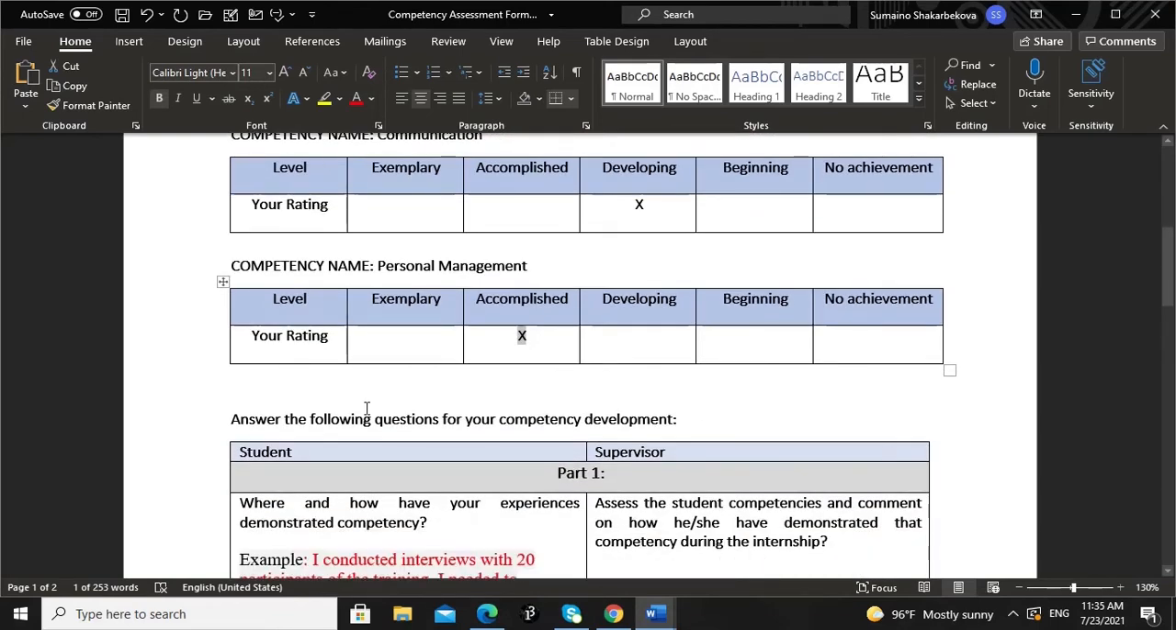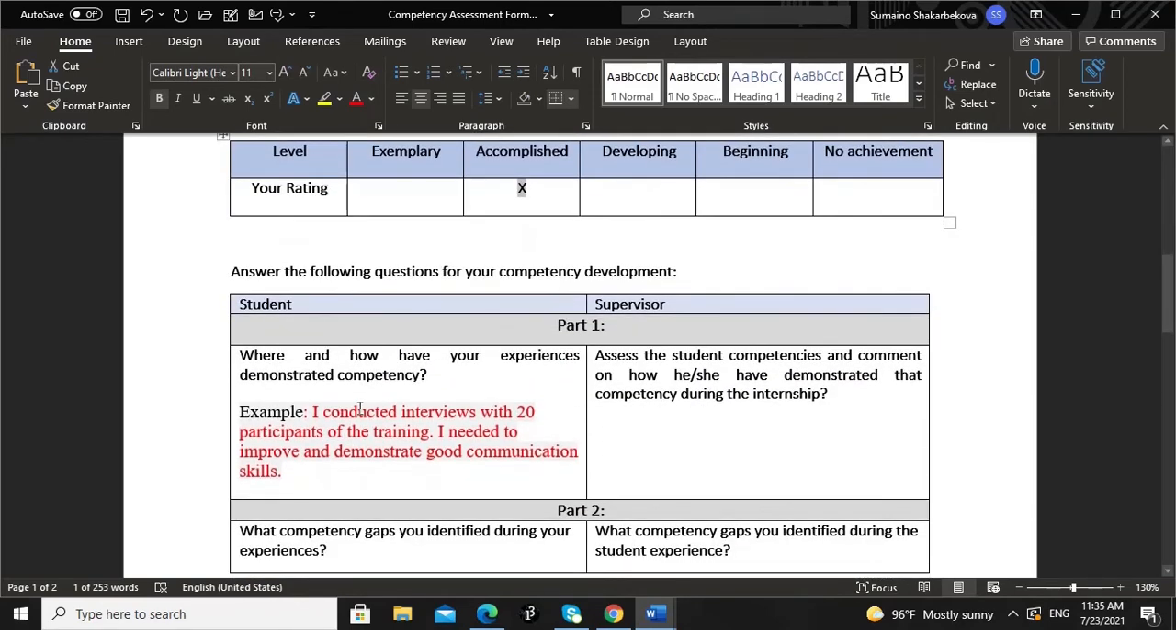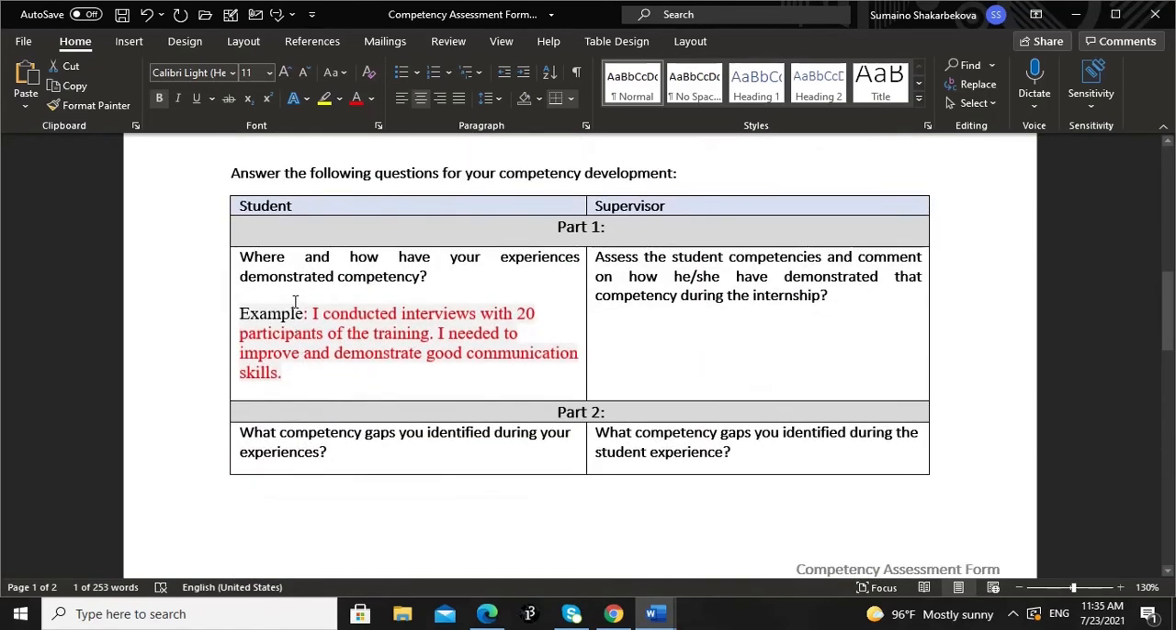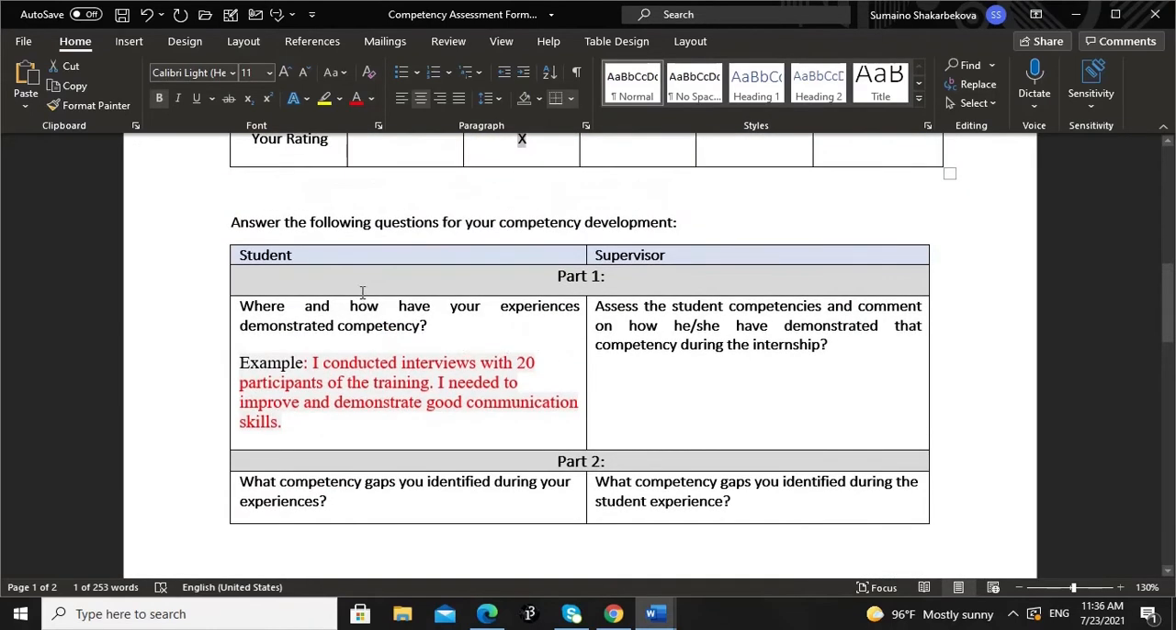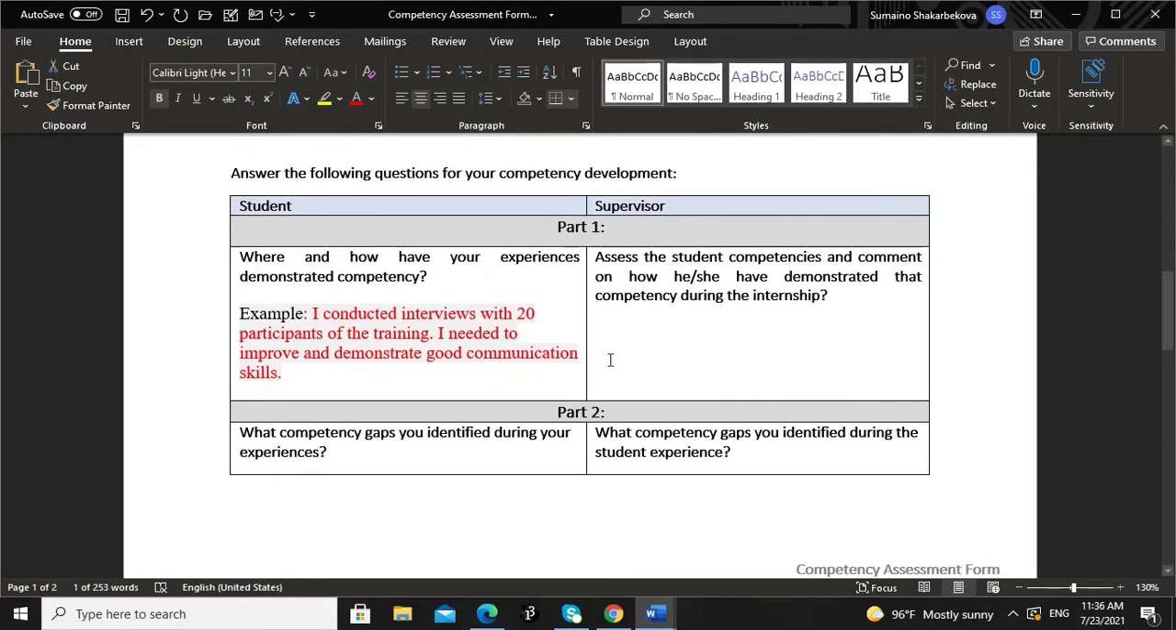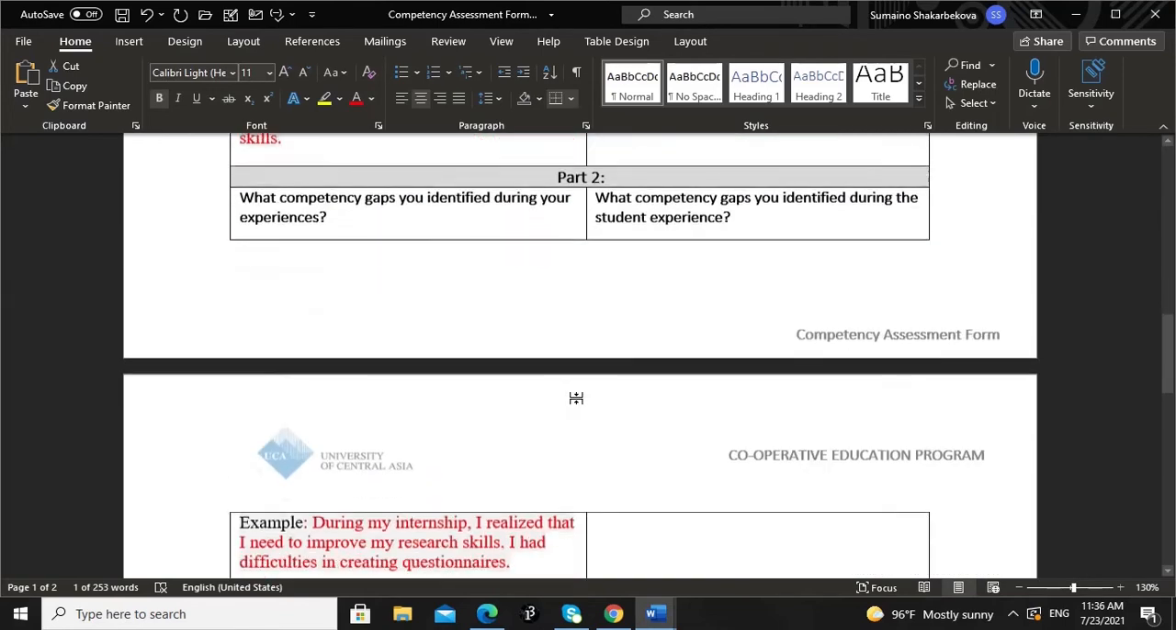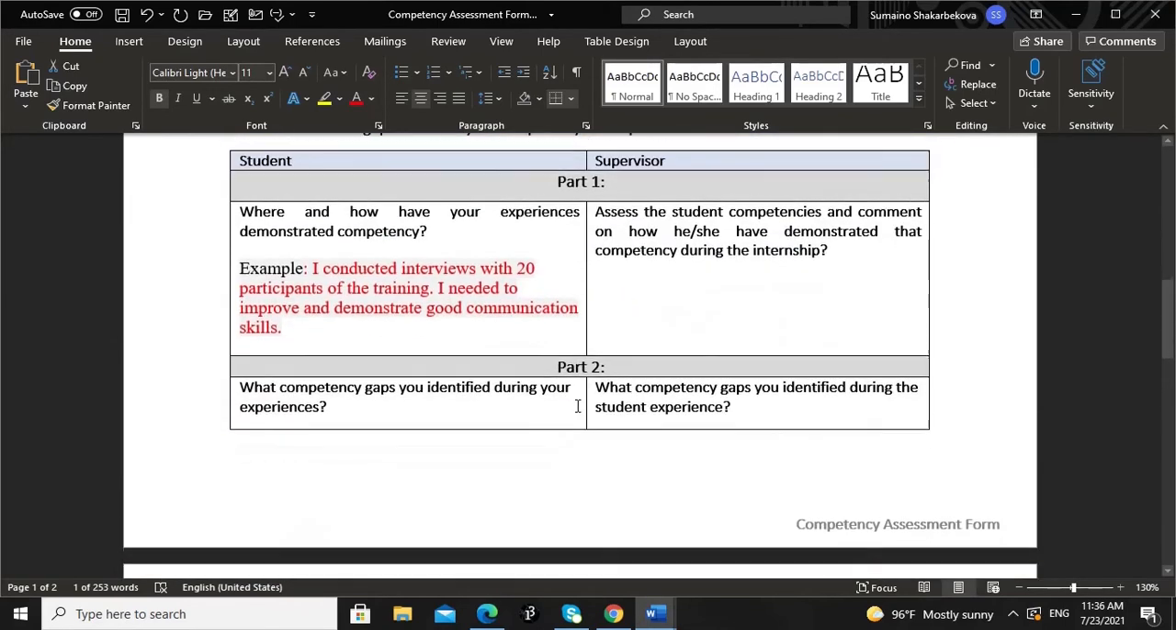Once you completed your competency name with rating levels, there is the last part, the third part. There is a table that asks for several questions so that students should answer those questions. As you see, this table is not only for students, but it also has a section for supervisors, that supervisors or line managers of students should complete this part. Also, you can notice that this table is divided into three sections: part one, part two, and part three.